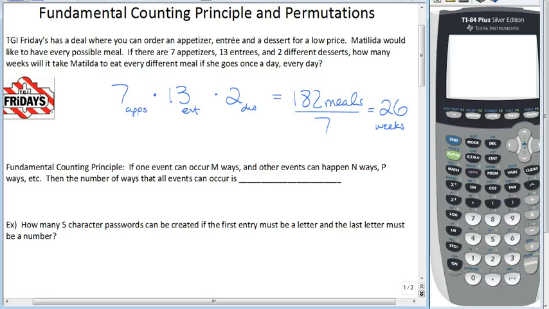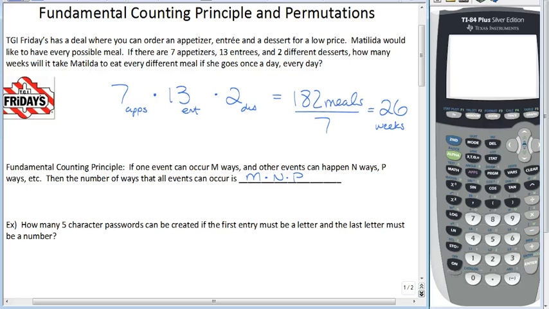So the fundamental counting principle: if one event can occur m ways, the other events can happen n and p ways. What is the number of ways that all events can occur? Just like the problem above, you just have to multiply. So it would be m times n times p. Okay? And of course it can go on if you had more.